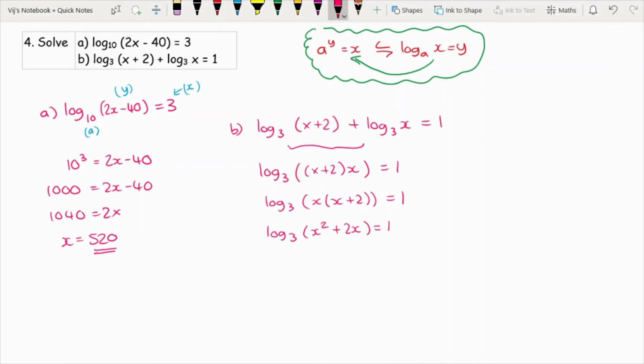We can then substitute in: a in this case is 3, y is x squared plus 2x, and x is 1. So we get 3 to the power of 1 equals x squared plus 2x, which slowly looks like a quadratic equation. If I take this over to the side, I end up with 0 equals x squared plus 2x minus 3, which then factorizes like so, and our two solutions are minus 3 or positive 1.